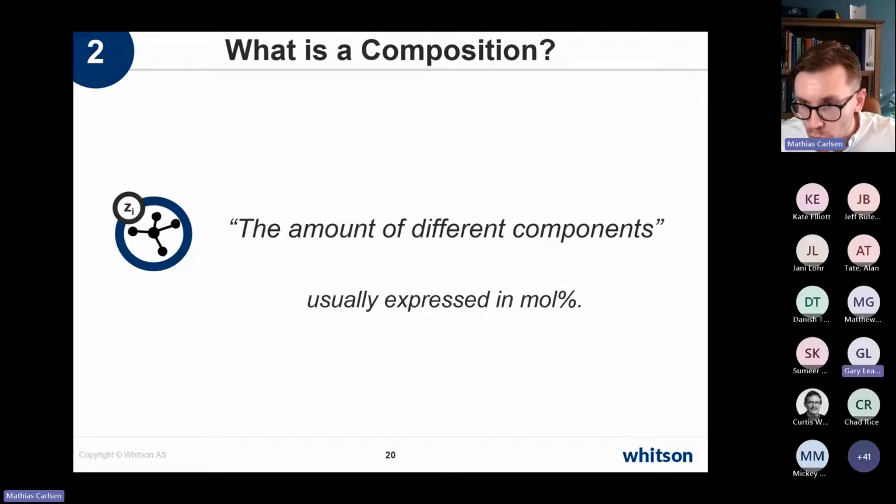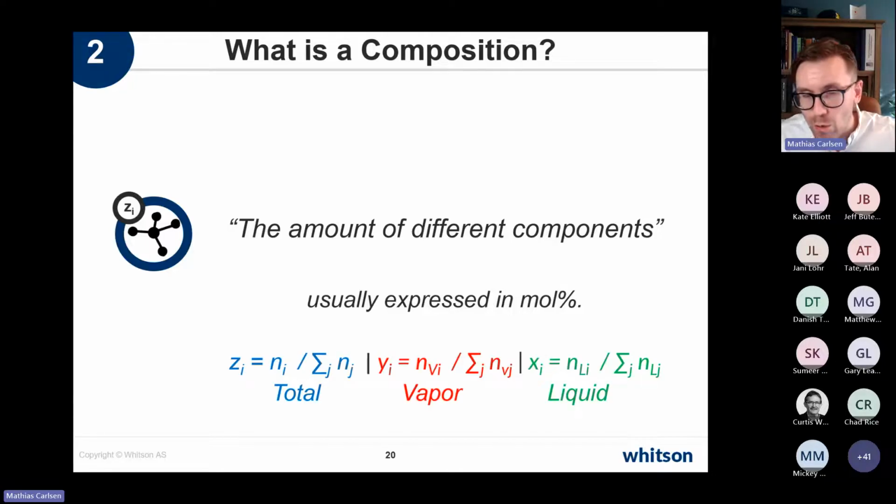But it's nothing else than just the amount of different components that we usually express in terms of mole percent. If we're looking at a total reservoir fluid, we typically use the symbol Zi. If you're looking at the vapor phase, we use the symbol Yi, and if we are talking about a liquid, we're using the symbol Xi.